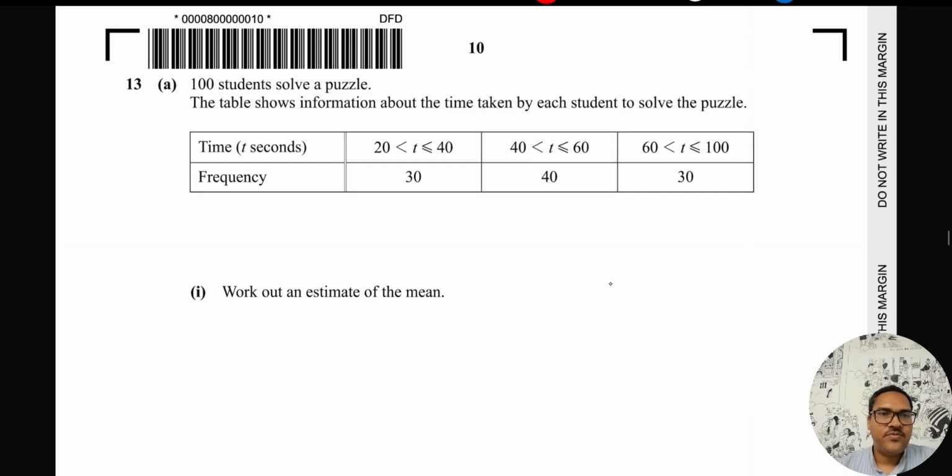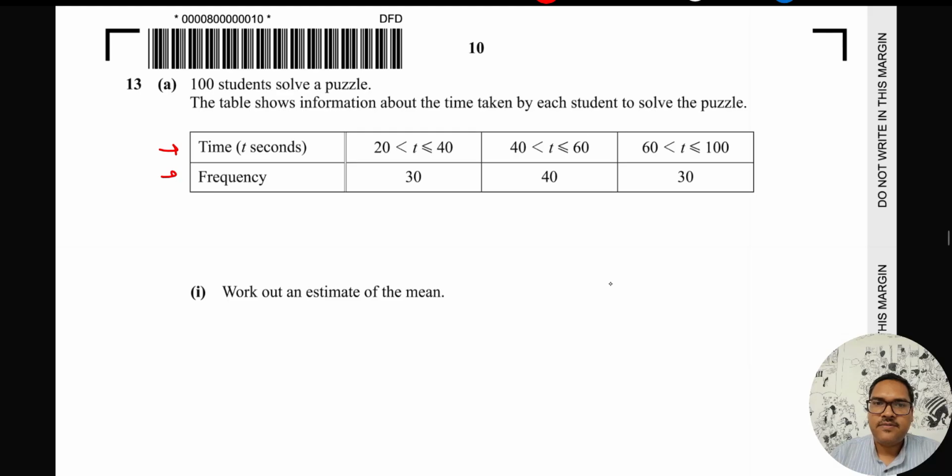So hello everyone. In this video, till now we have done till question number 12. Now we will be doing question number 13. So let's see the question. Here 100 students solve a puzzle. The table shows the information about the time taken. This is given in class interval and frequency terms, and you have to estimate the mean.